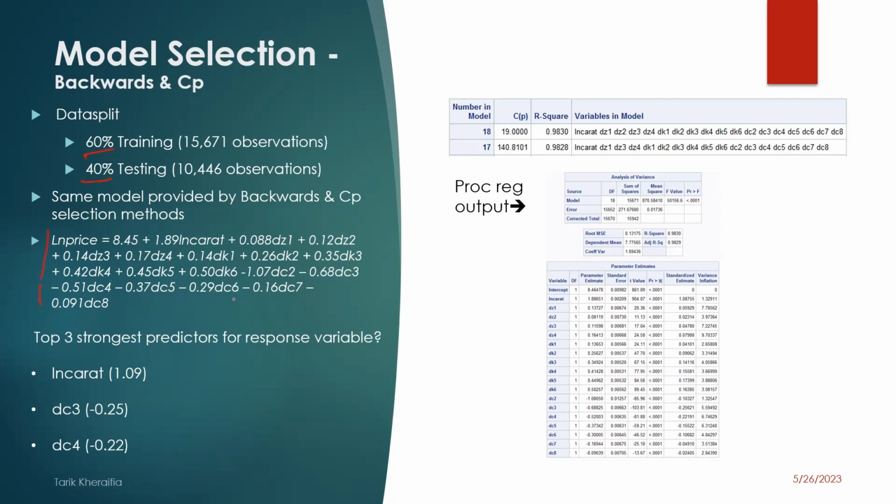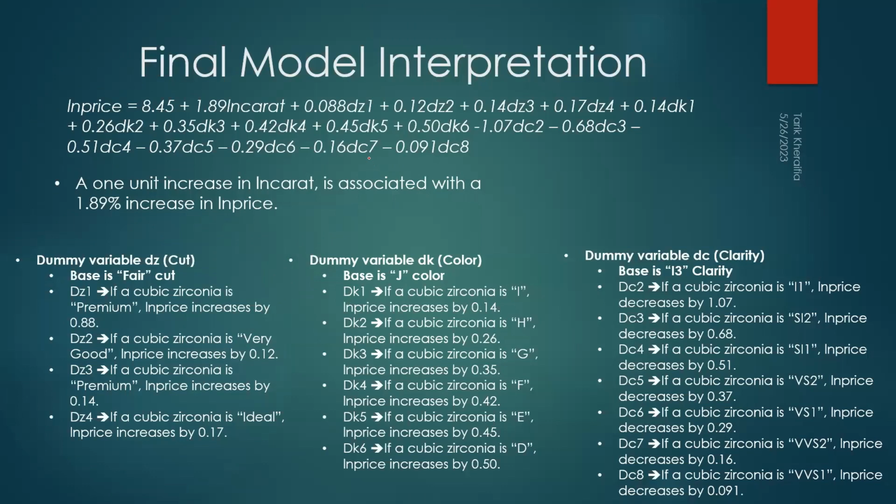To answer the first question of the company, which are the top 3 strongest predictors for the response variable, we have ln carat and the DC3 dummy variable, DC4 dummy variable. The DC variables in general were some of the strongest predictors, where DZ, for example, are weaker, which we can see here have the lower values, DK as well, some of them. Nevertheless, the top 3 strongest predictors are ln carat, DC3, DC4. Final model interpretation. This is the final model here again.